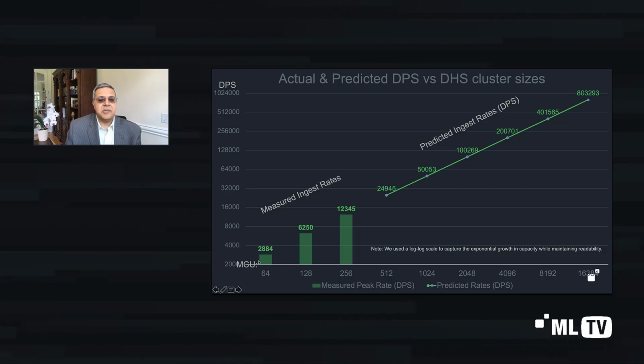So the rates that we got were, for the smallest cluster, 3,000. For the mid-sized cluster, about 6,000 documents per second. And for the larger cluster that we tested, around 12,000 documents per second. And as you can see, this scales very, very linearly. For the largest cluster size of 16K MCUs, we could theoretically hit around 800,000 documents per second.